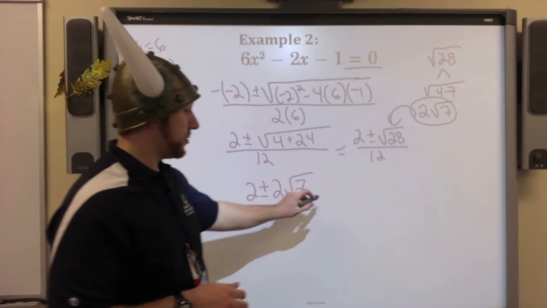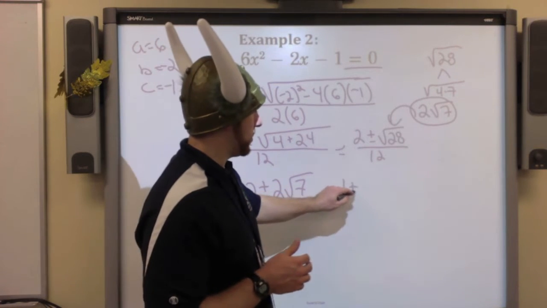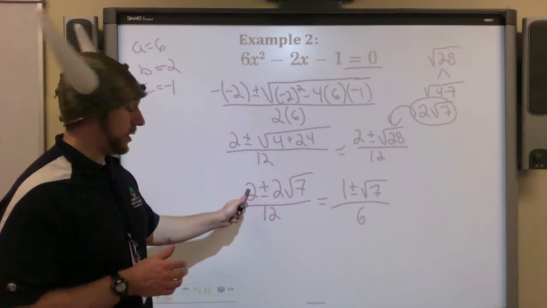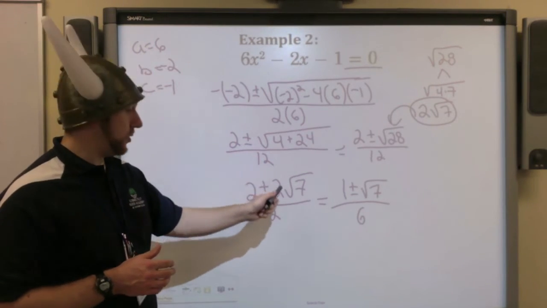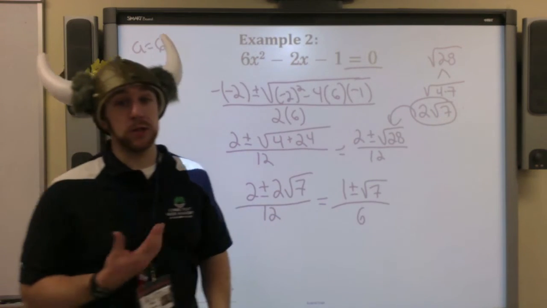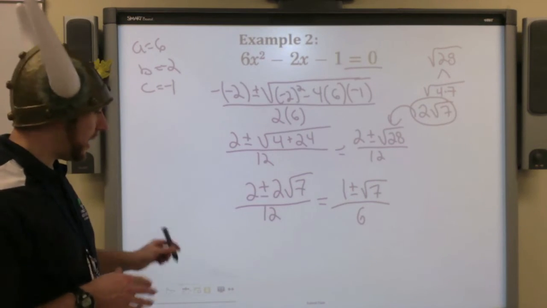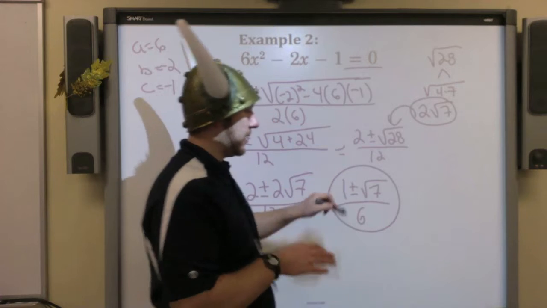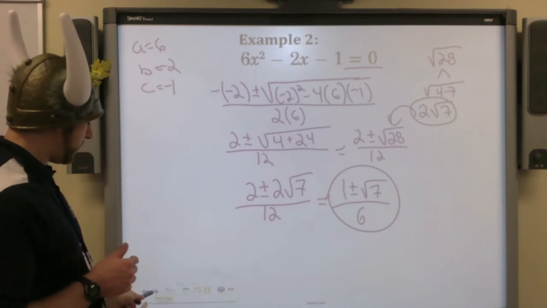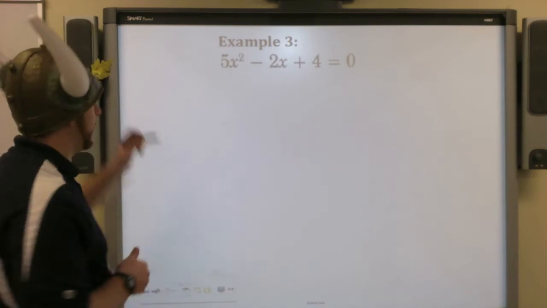Do you notice that the 2 and the 12, I can reduce them just like I'm reducing a fraction. So my final answer is actually 1 plus or minus the square root of 7 over 6. All I did was divide 2 by 2, 2 by 2, and 12 by 2, and got 1, 1, and 6, just like I reduced down a fraction. And I'm done. I leave it like this because then I avoid all nasty decimals.